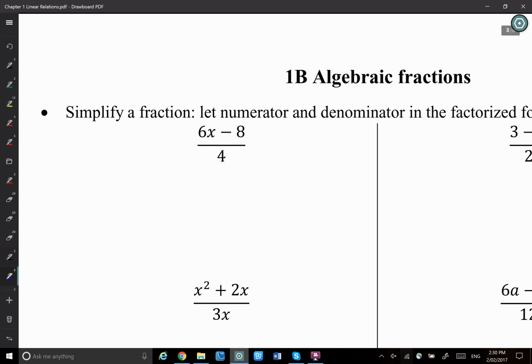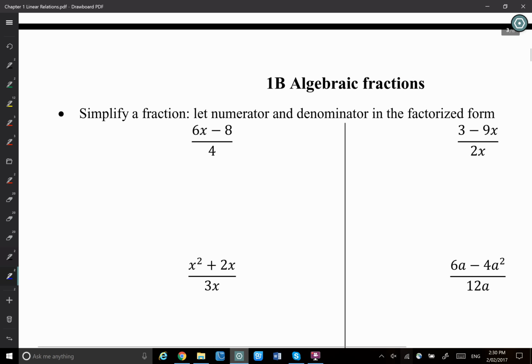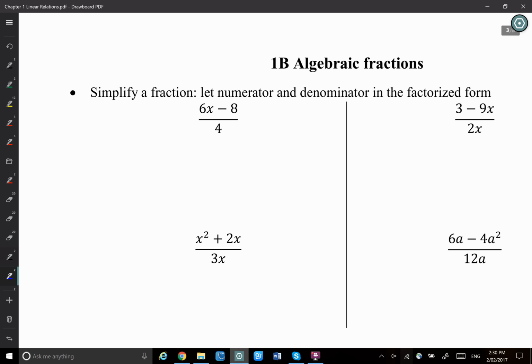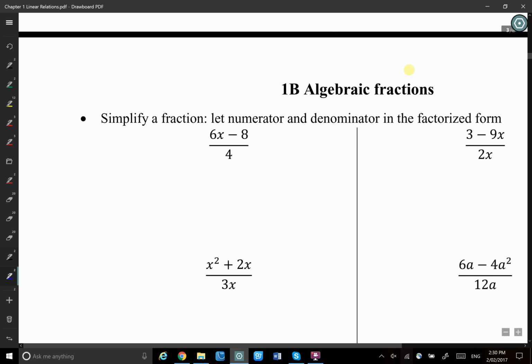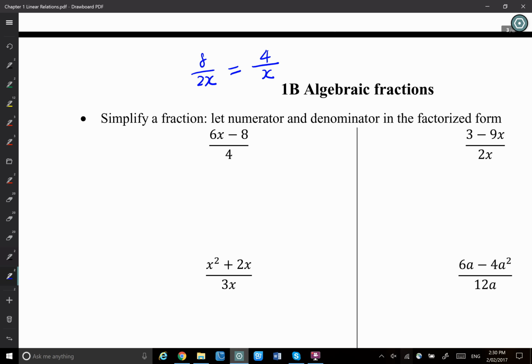We're trying to learn algebraic fractions. We're trying to simplify things. We're trying to do some calculations: add, subtract, times, or divide. Before, we were simplifying fractions like 8 over 2x, which we can simplify as 4 over x, just by dividing 2 on both top and bottom. They are easy because we only have single terms on top and bottom.